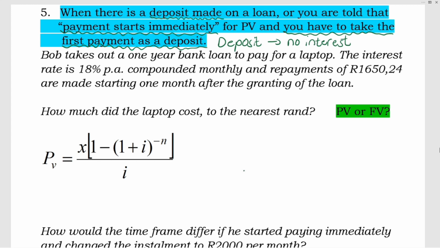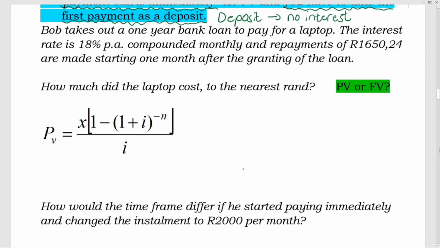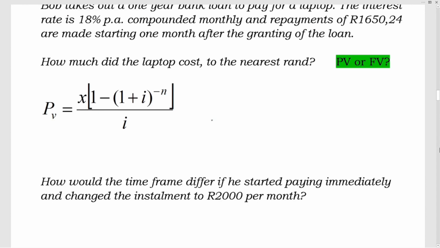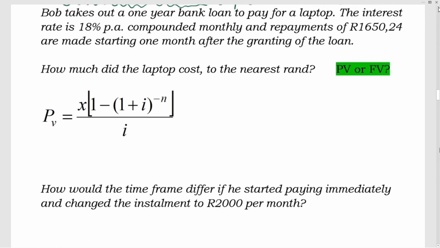So what I'm going to show you here is one where that doesn't happen, and then I'm going to change it into one where it does happen. So let's start with Bob taking out a 1-year bank loan to pay for a laptop. The interest rate is 18% compounded monthly, which is a little high, I must say. And then he does those repayments. What we're going to do is calculate the amount of the loan or the cost of the laptop. There's a specific instruction here to calculate to the nearest rand, and that is because what we want to do is then work with that amount later.